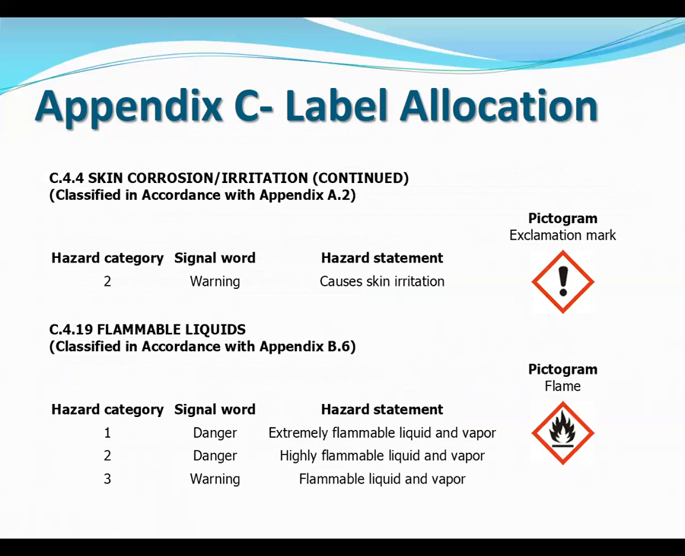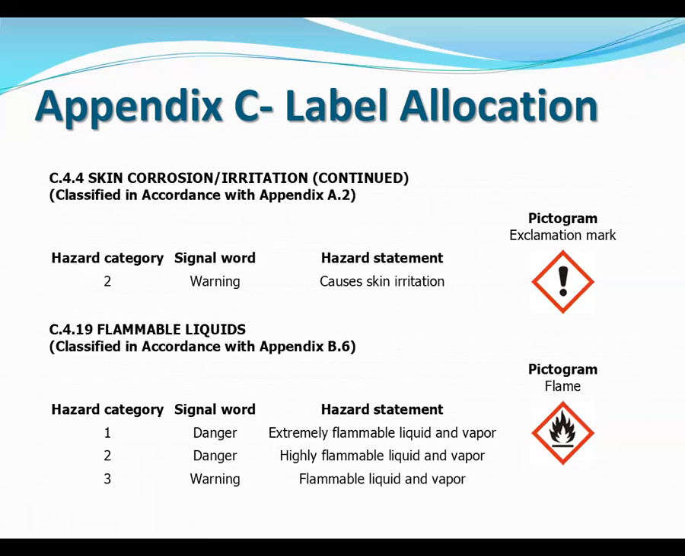Appendix C, these show you the different elements again. You'll have a hazard category, your signal word, hazard statement, and accompanying pictogram. On the top, you'll see a chemical, the skin corrosion irritant hazard. This specific one would raise a hazard category 2 with a signal word warning. A hazard statement says causes skin irritation, and the exclamation mark pictogram.